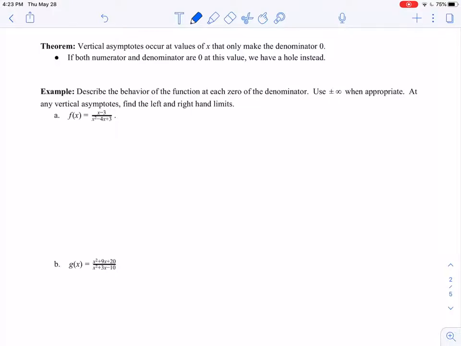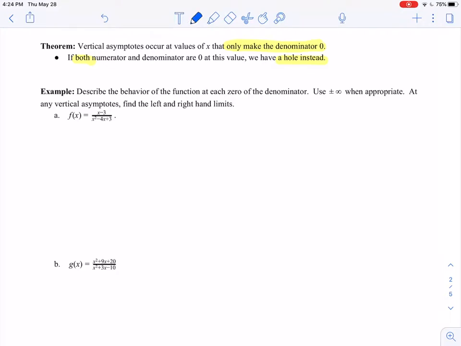In this video, I'd like to review how to find vertical asymptotes and then talk about how to evaluate limits at these vertical asymptotes. Just to recall, vertical asymptotes occur at x values that only make the denominator equal to 0. If both the numerator and the denominator are 0 at a particular x value, we have a hole. But if only the denominator is 0 at that point, that is the location of a vertical asymptote.